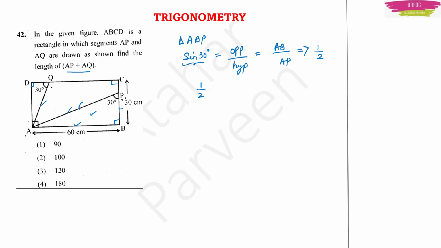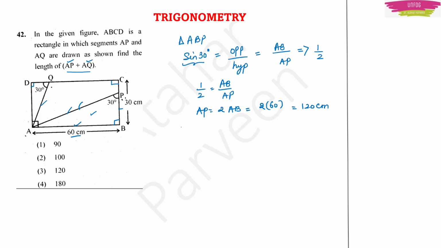So I will write half is equal to AB by AP, or because I have to find AP, no, the length is there here, I will write AP is equal to 2 times AB. But what is AB? AB is 60 centimeter as given in the question. So this will be equal to 120 centimeter. So I got AP. Now I should get AQ.